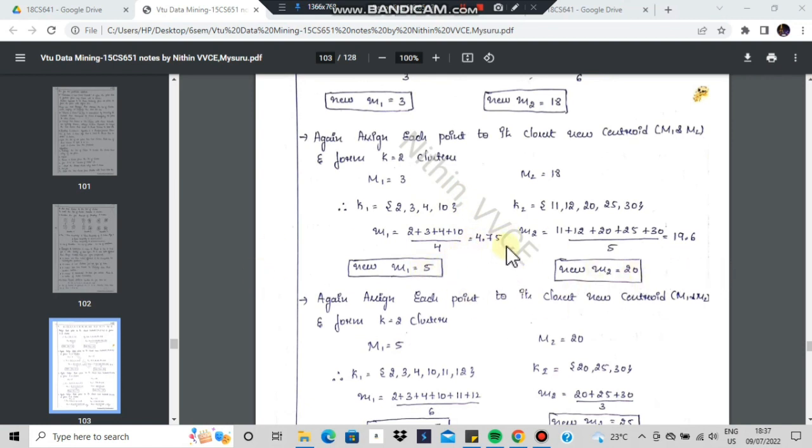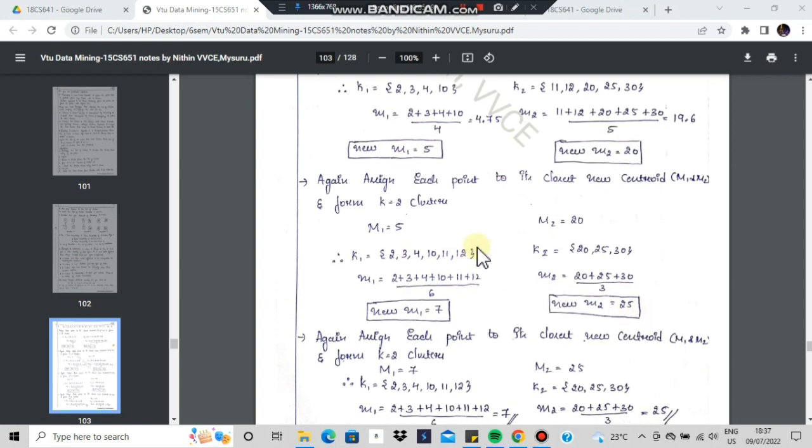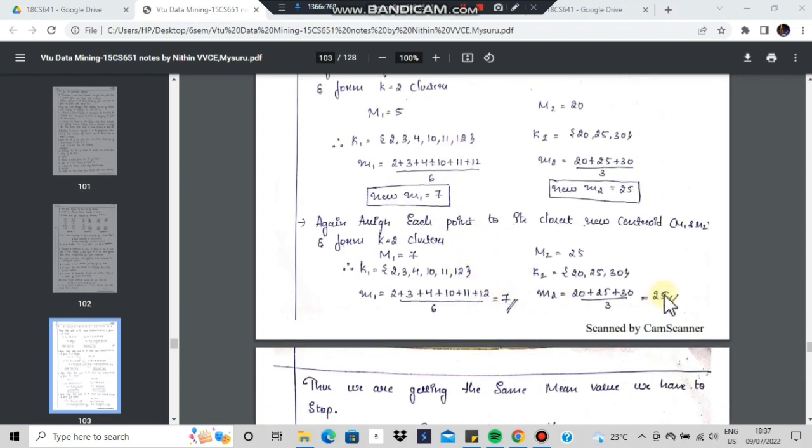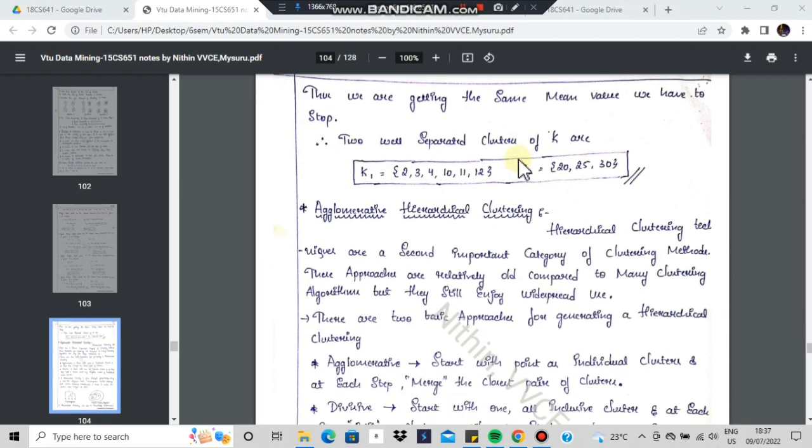Again I'll do the same thing, get two new means, and repeat. After I get the same two means in two consecutive iterations, I'll stop. So these are the two clusters which I have. That's how you solve the k-means algorithm. This is a numerical associated with it.